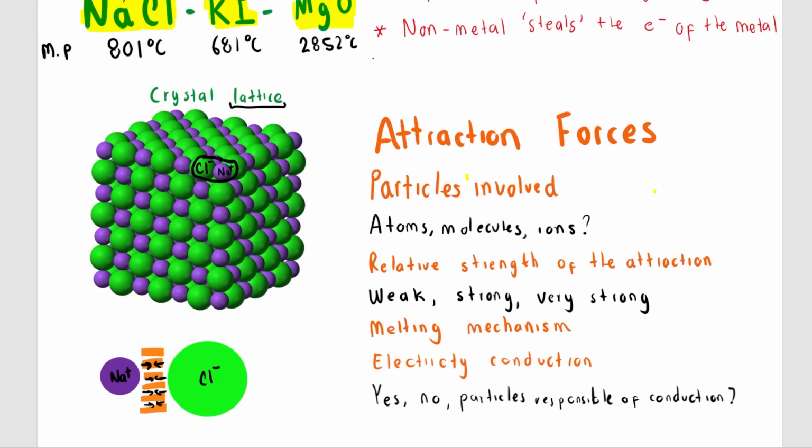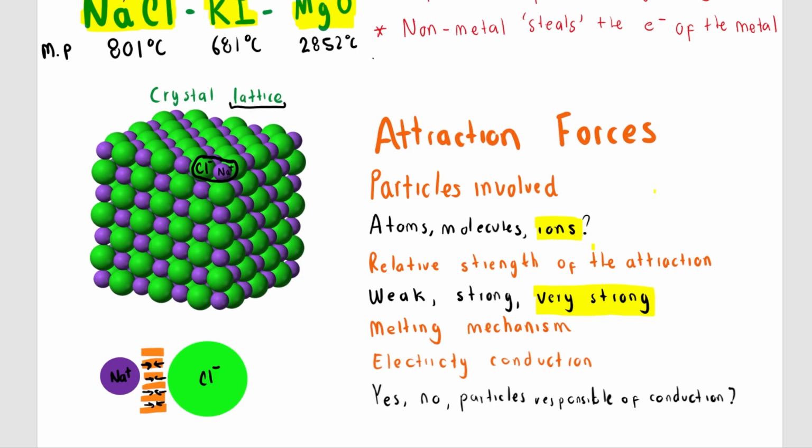So, what are the particles involved in the ionic bond? Of course, ions. In this example, we have sodium ions and chloride anions. What is the relative strength of the attraction? This attraction is very strong.